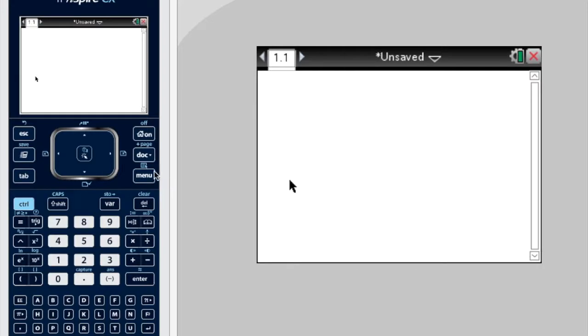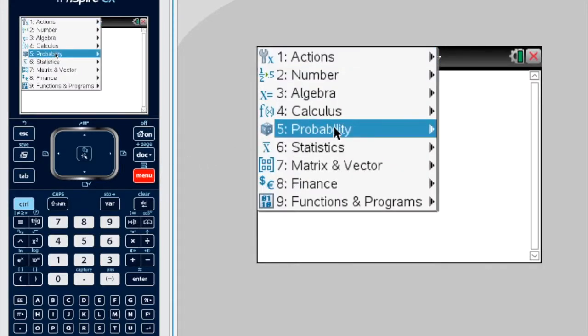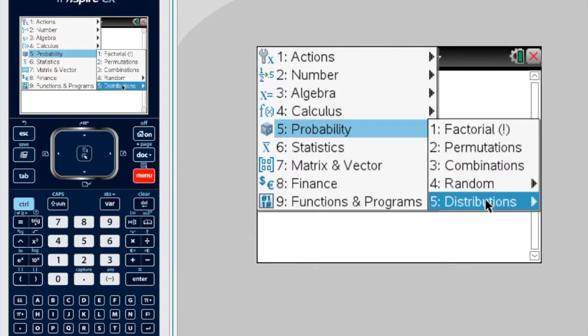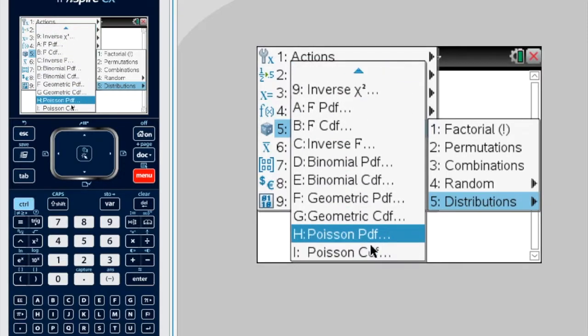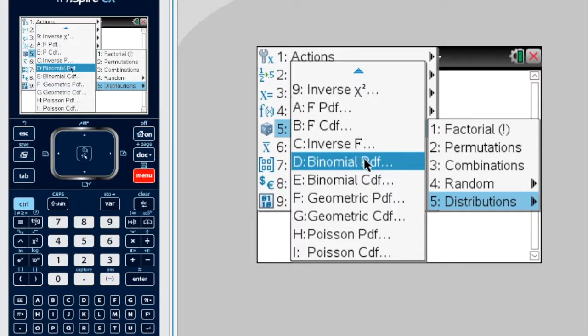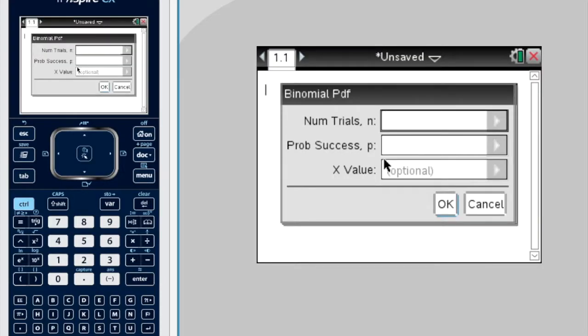Okay, so we go menu, probability, distributions, because it's a binomial distribution. Then we scroll down to binomial PDF. Click it. So the number of trials, well, there were 5 games in total, so we press 5.